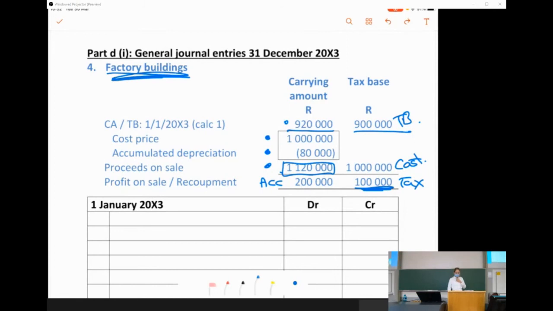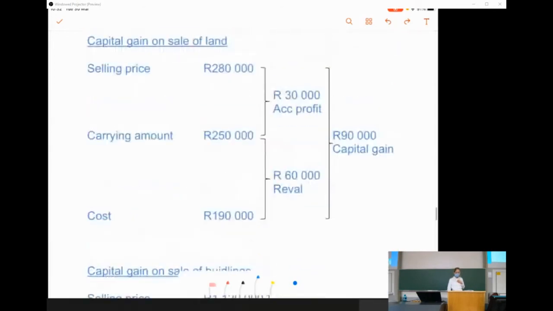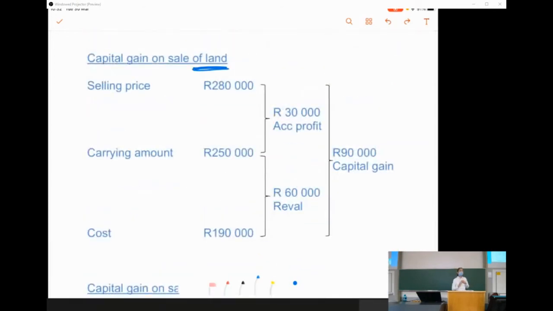And then for the land, what happens with the land? So here we have our land. We had an original cost of 1.9 million. Then we revalued to 250,000 and we sold for 280,000. Okay.